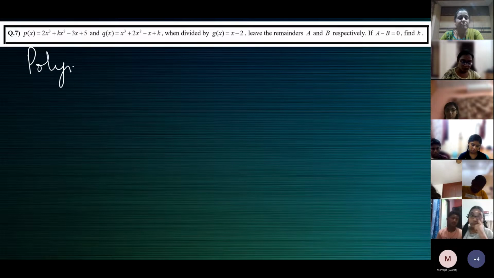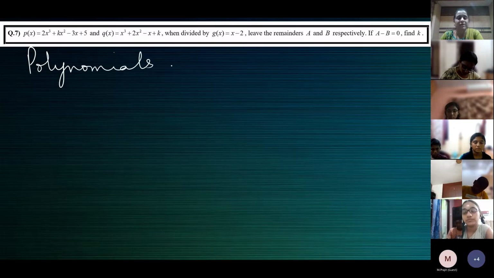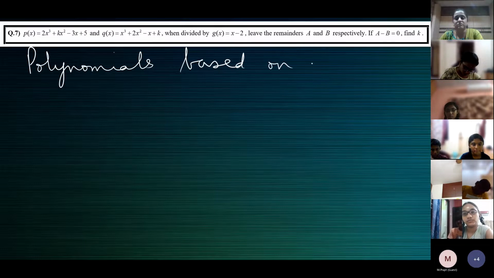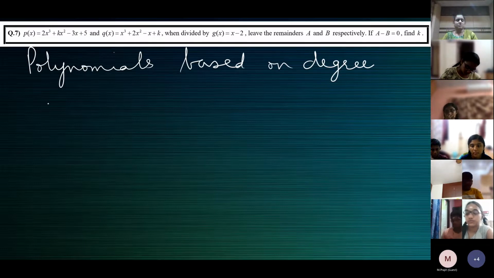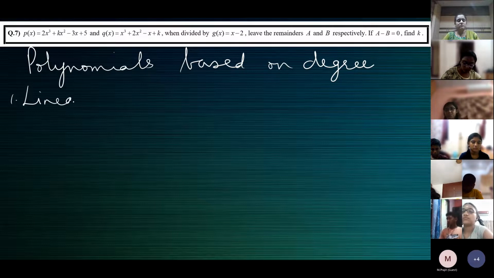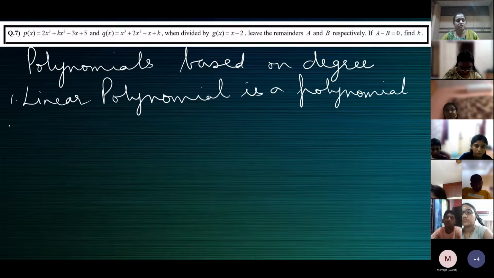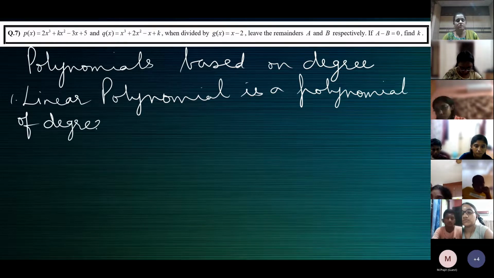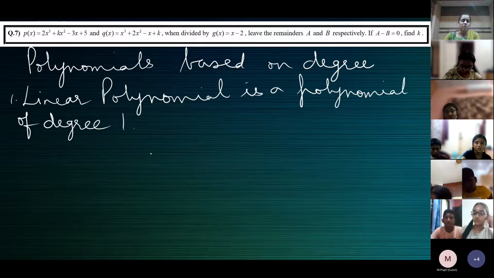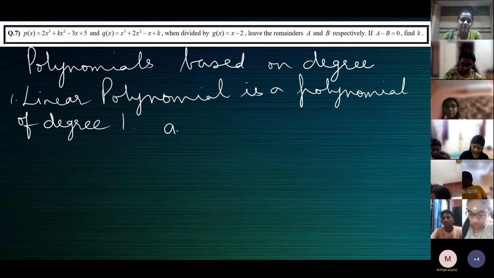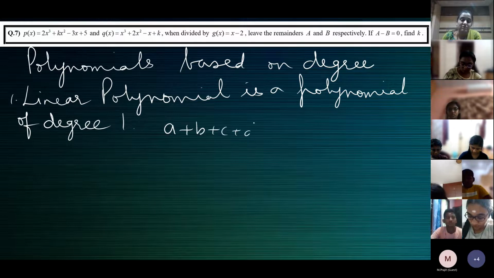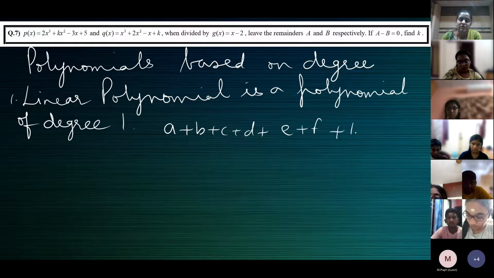Polynomials based on degree. Linear polynomial is a polynomial of degree 1. A polynomial of degree 1 is called a linear polynomial. So now if I write an example, a plus b plus c plus d plus e plus f plus 100. This one is a linear polynomial.